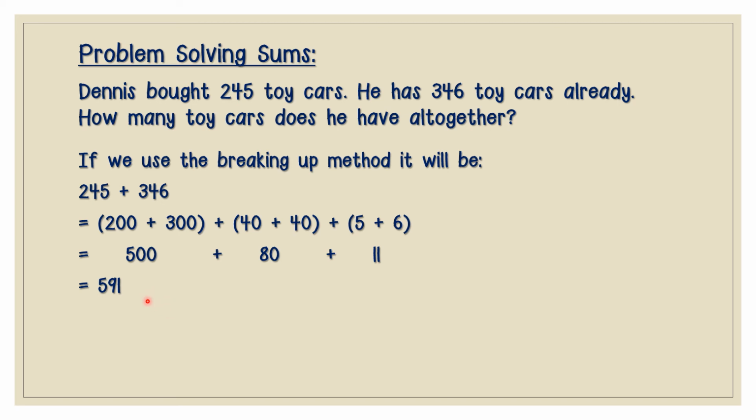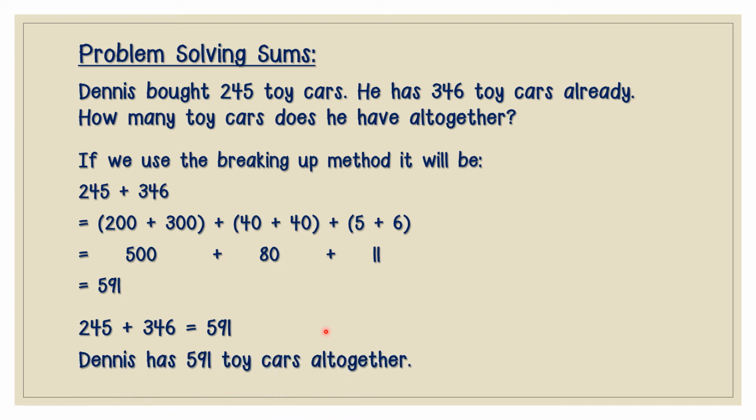Now we have to write a number sentence. And our number sentence is 245 plus 346 is equal to 591. Also, learners, we need to write a sentence. Our sentence will be, Dennis has 591 toy cars all together.